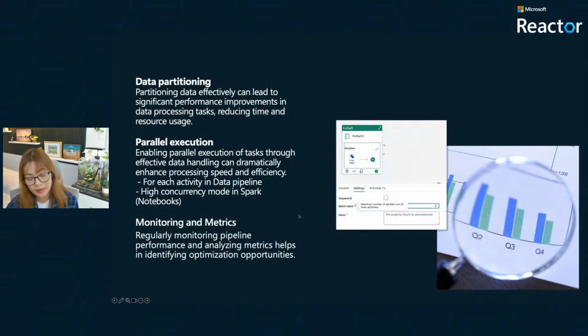Now, other tips and tricks here. Data partitioning. So partitioning data effectively can lead to significant performance improvements in data processing tasks, reducing time and resource usage. You can also enable parallel execution of the task, and effective data handling can dramatically enhance processing speed and efficiency. So you can do that either with the pipeline by using the for each activity. You can set the batch count, which is the maximum number of parallel runs of the inner activities, or you can also do it in Spark with the high concurrency mode.